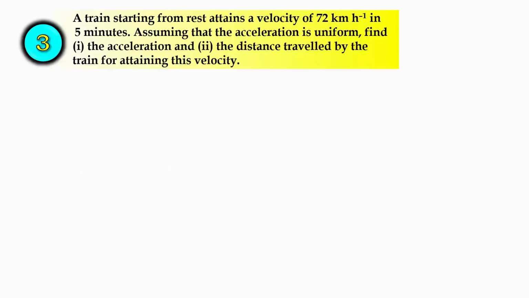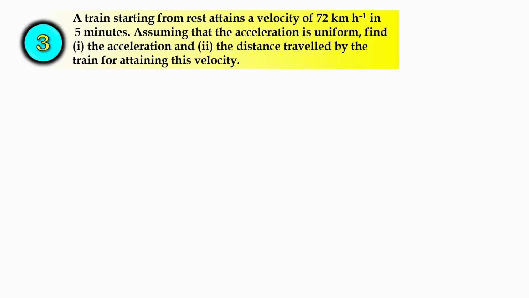Now let us solve the third numerical problem. A train starts from rest and attains a velocity of 72 kilometers per hour in 5 minutes. We assume that the acceleration is uniform. We need to find two things. First, the acceleration of the train. Second, the distance traveled by the train while attaining this velocity.